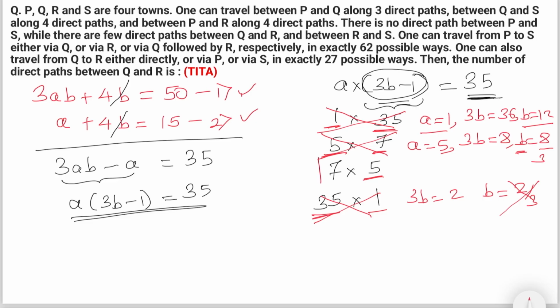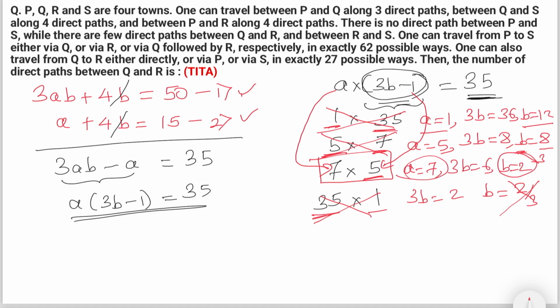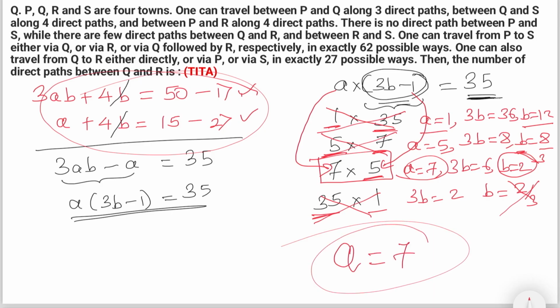That leaves me only with one possibility, and that is A is 7 and 3B minus 1 is 5. So if A is 7 and 3B minus 1 is 5, 3B will be equal to 6, or B is equal to 2. Yeah, perfect. B is 2 and A is 7. Now if you want, you can check by substituting in these two equations. A is equal to 7 and B is equal to 2 will satisfy both the equations, right? So very clearly the number of direct paths between Q and R, which we had assumed as A, is nothing but 7, and thereby the answer to our question.